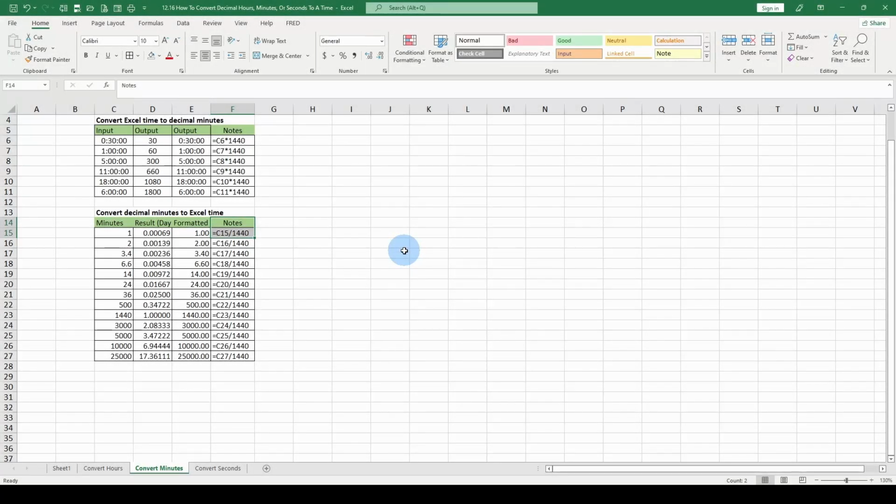Well, we're going to go off of the previous example, and we're just going to use minutes instead of hours. Well, here, 30 minutes represents 30. 1 hour represents 60. 5 hours represents 300. How are we coming up with that?